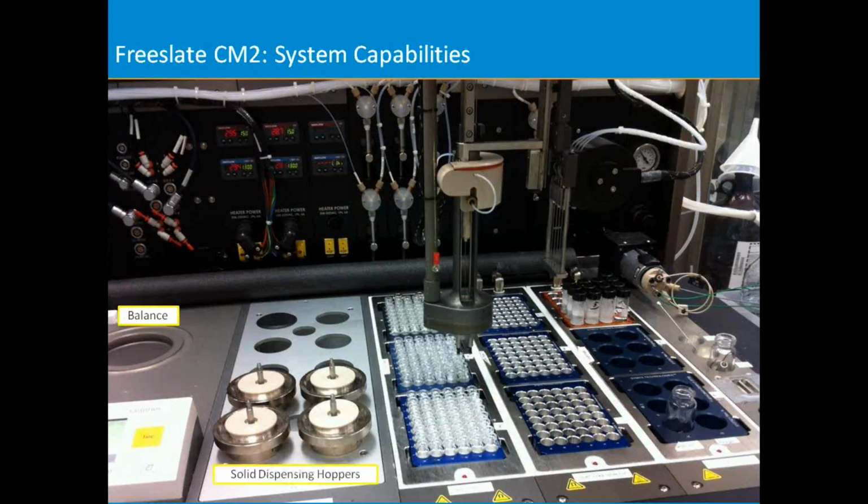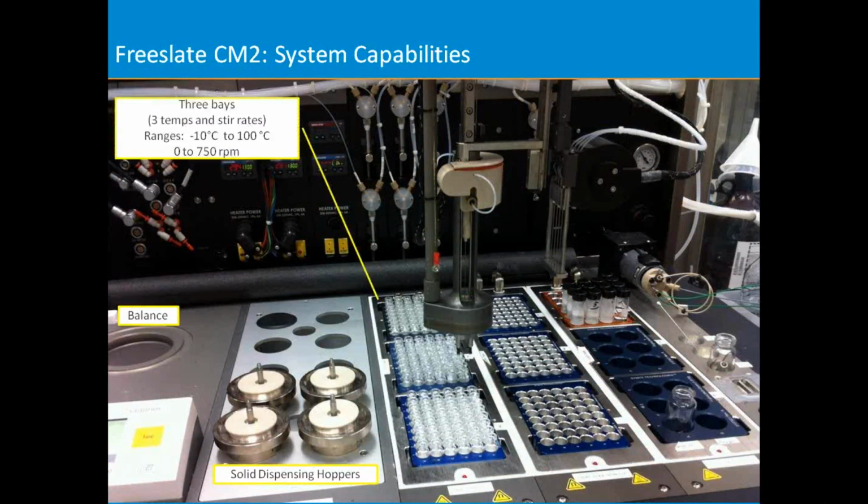The metal cylinders you see in the front are actually the solid dispensing hoppers. They're available in both the large size, this is 25 milliliters, but they also come in a smaller 10 ml size. And these will be held with a gripper arm over that balance to dispense into small vials. We have 3 different bays, so that allows for 3 different temperatures and unique stir rates. The range on these bays is from about -10 degrees to about 100 degrees, with stirring from about 0 to 750 RPM.